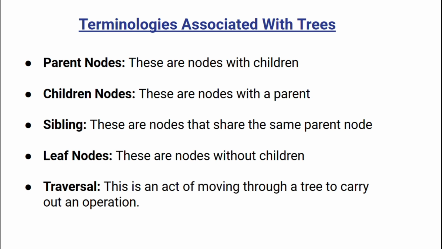Then we have sibling nodes. These are nodes that share the same parents, just like in a family where the children are siblings to each other. Then we have leaf nodes. Leaf nodes are like barren nodes; they are just nodes without any children, and they are usually the last nodes in the tree. You can also call them the bottom of the tree, because the tree ends with them.